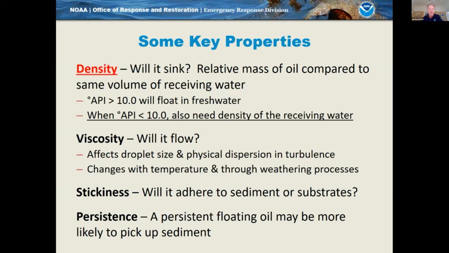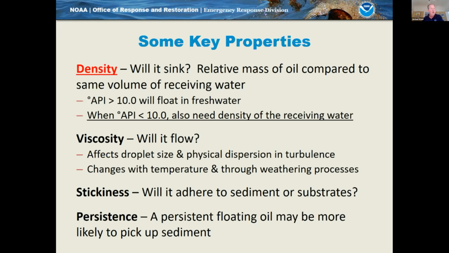Obviously, density is a key property when thinking about non-floating oils, and I'm sure most people in the audience know that as a density measurement for petroleum oils, we use what's known as API gravity, where API gravity in excess of 10 would be expected to float in fresh water. The thing about that, though, is if you have an oil of API gravity of less than 10, you not only need to think about the density of the oil, but also the receiving water that the oil is spilling into.